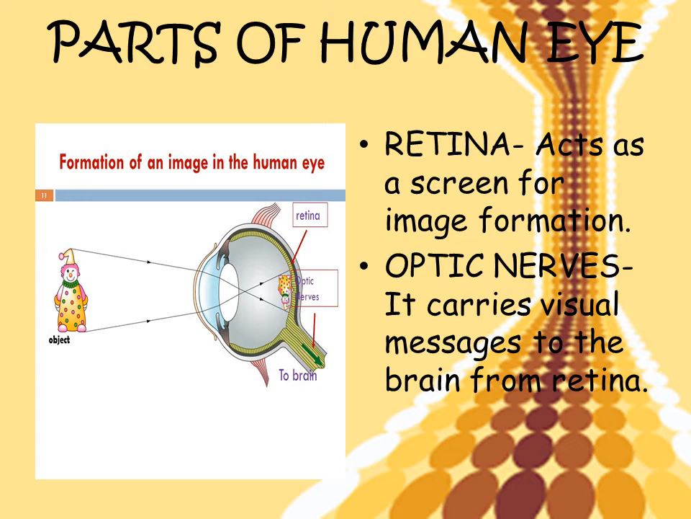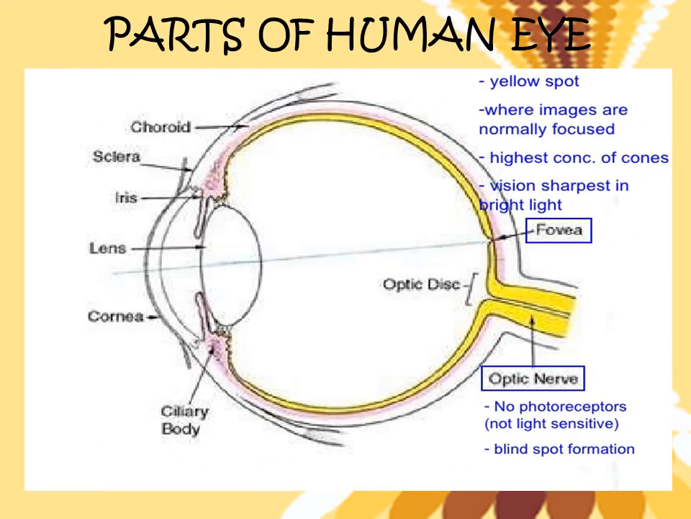What is optic nerve? It is a bundle of nerves beginning from the brain and entering the eyeball from behind. It carries visual messages to the brain from the retina. Now, the yellow spot. It is a small area facing the eye lens. It has high concentration of nerve ending. Its function is to form a very clear image by sending a large number of electrical pulses to the brain.